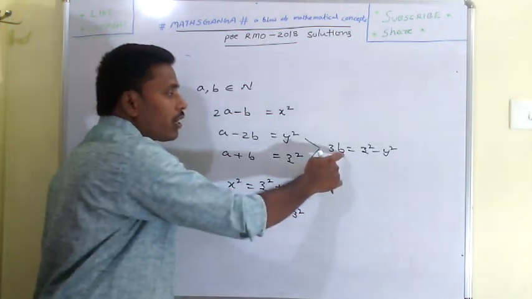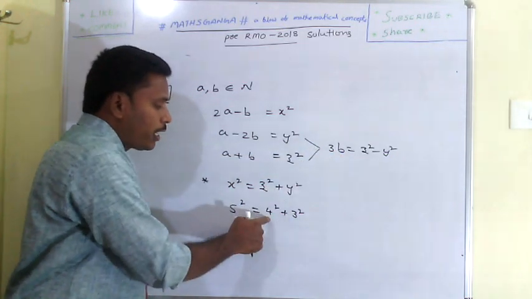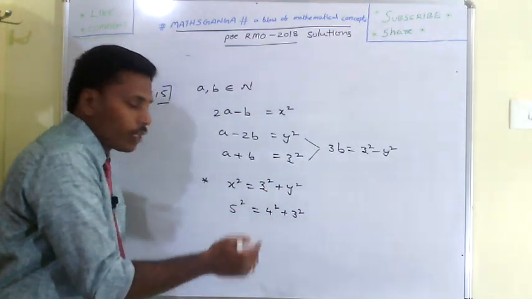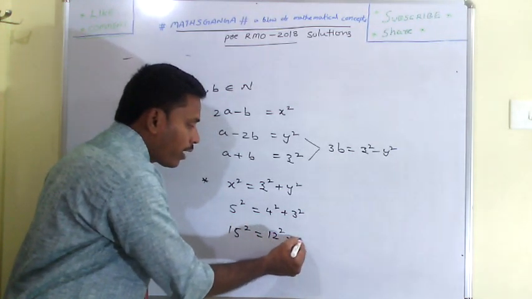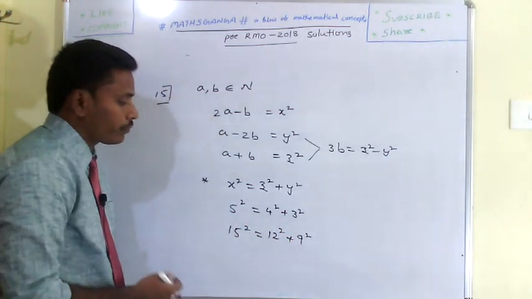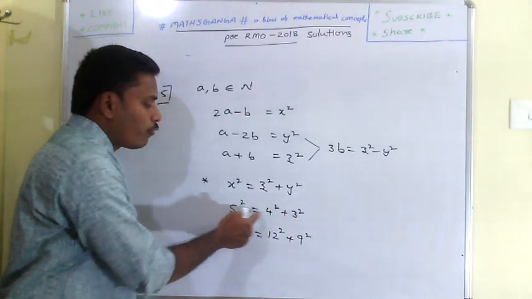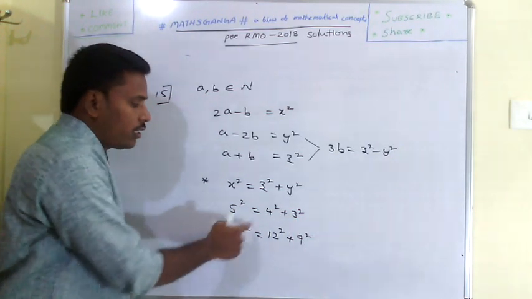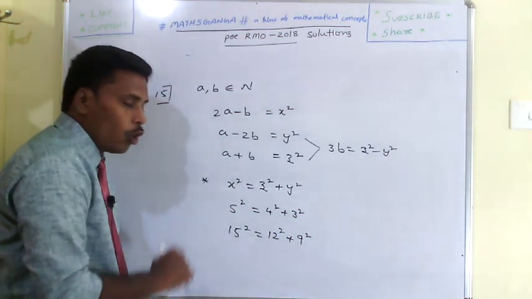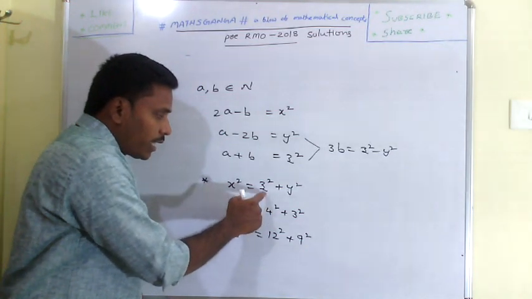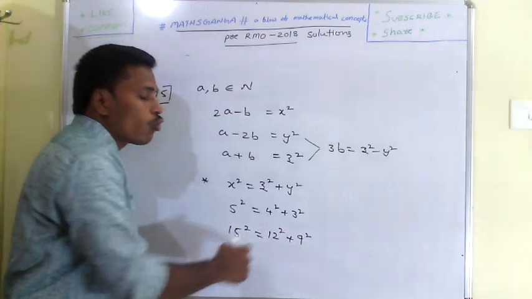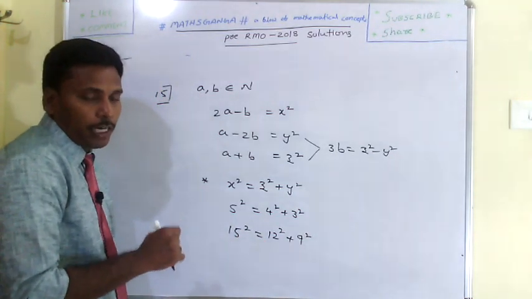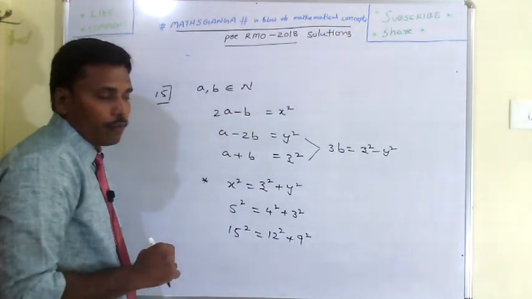Since we need to concentrate on the multiple of 3, multiply these 3, 4, 5 with 3. So what we have? We have that 15 square is equal to 12 square plus 9 square. Okay, I multiplied 3, 4, 5 with 3: 5 3s, 4 3s and 3 3s. Now if you look, if you take this z square as 12 square and y square as 9 square, both are multiples of 3. So 3b will be a multiple of 3.